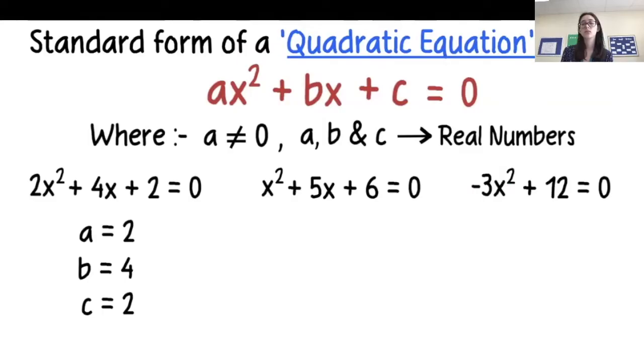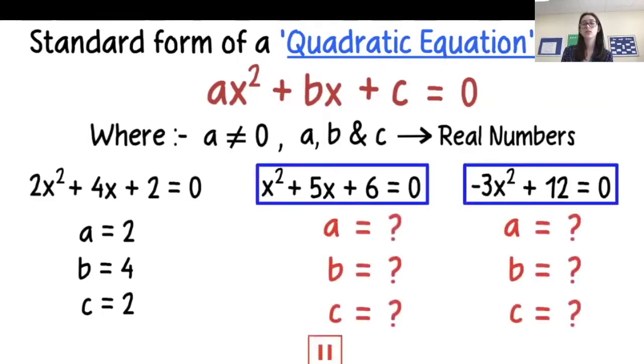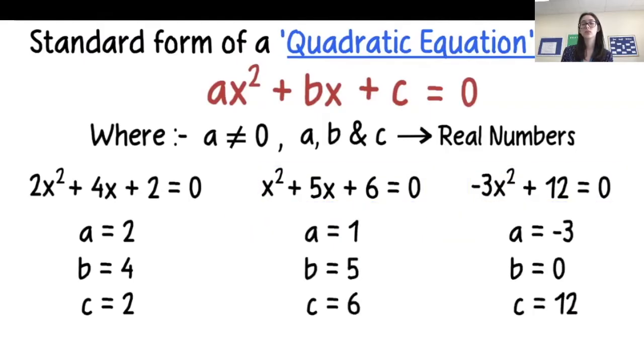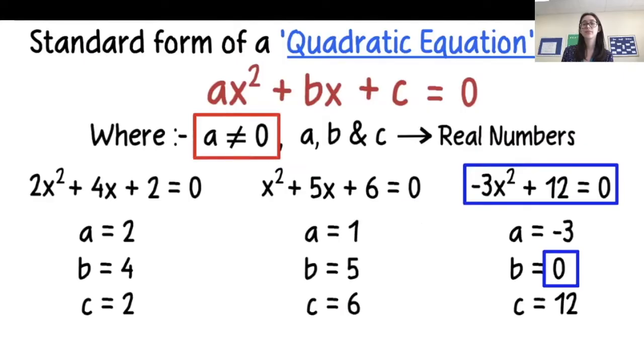Can you find the values of a, b, and c in each of these cases? Here are the values. Notice that in the second case, the value of the coefficient of x is 0, and that's not a problem at all. The important condition is that a must not be equal to 0.